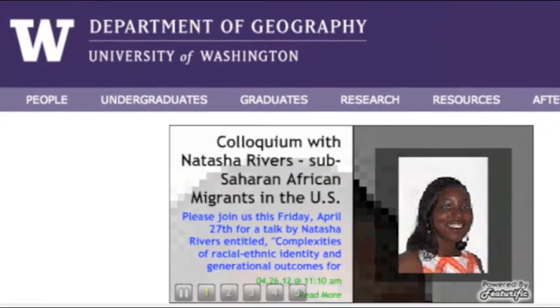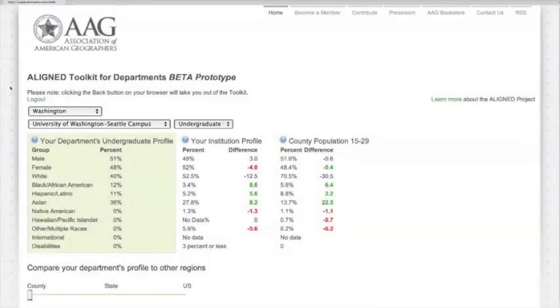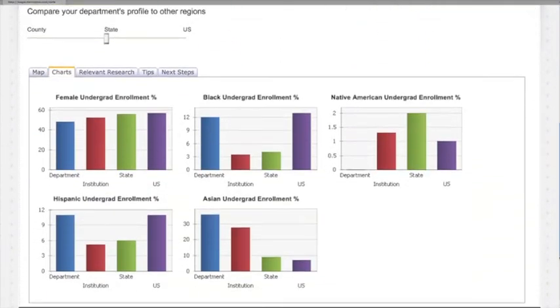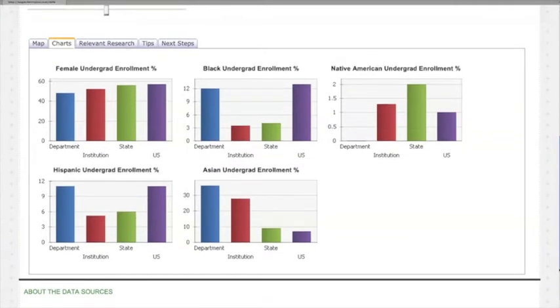Moving west, the University of Washington Department of Geography helps us look through the toolkit's utility for highlighting where efforts are being successful. You can see in green numbers where the department's profile exceeds the institutional profile and also the other statistics at various scales in the toolkit. Scrolling down to see what this looks like on the charts, we can confirm that the departmental profile exceeds that of its institution and, in some cases, the state and the U.S.